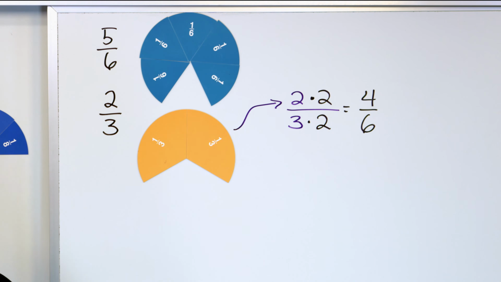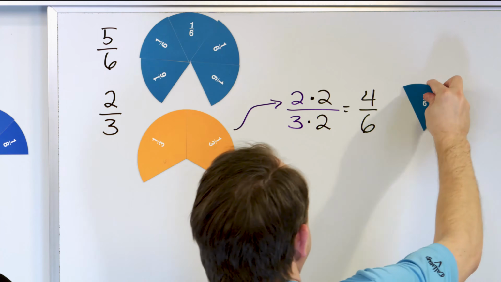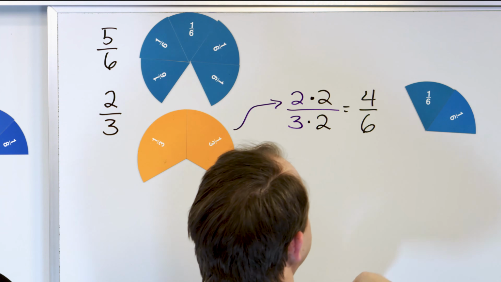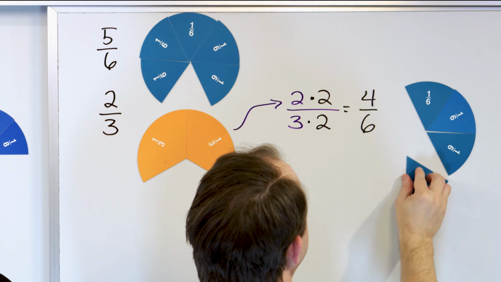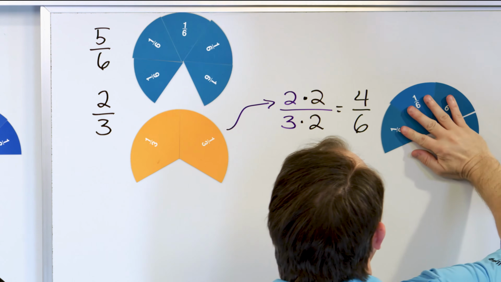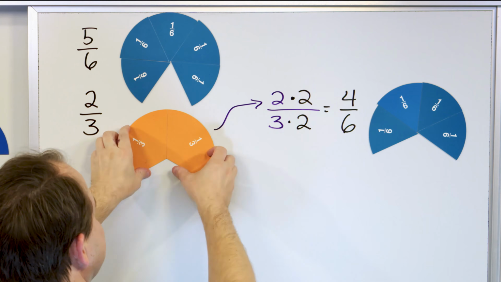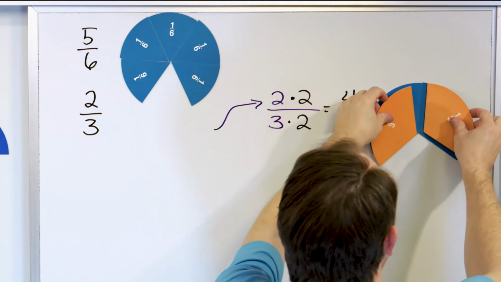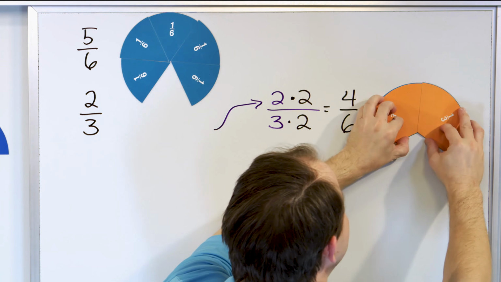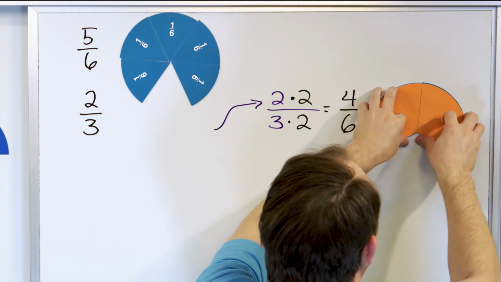Let's see if that's right. 4/6. There's 1/6, there's 2/6, there's 3/6, and there's 4/6. Let me just turn it like this. And let's see if we can convince ourselves. Is 2/3 exactly the same as 4/6? We'll just pick it up and put it right on top, and we can see that it's not just close, it's exactly the same amount.